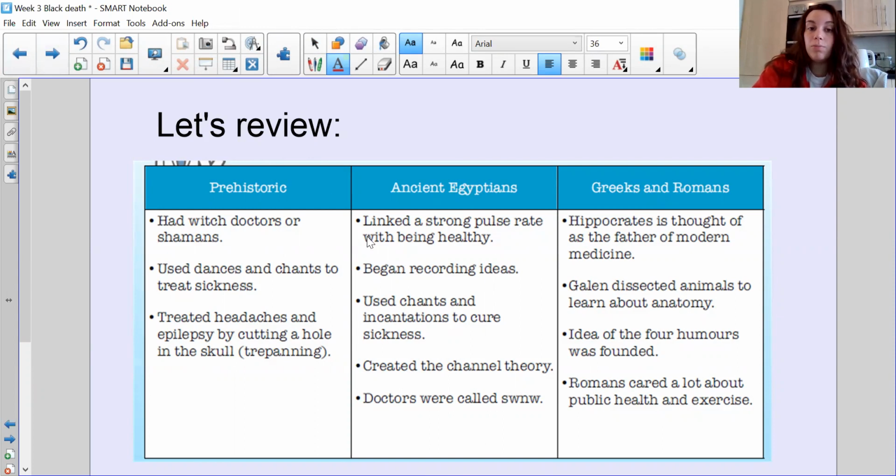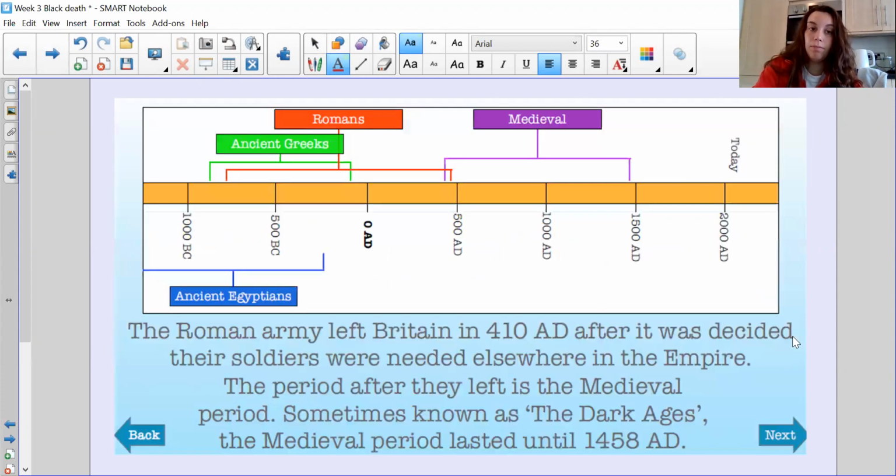For the ancient Egyptians, we learned that a strong pulse meant being healthy. They began to record their ideas. They also used chants. They created the channel theory about the Nile and the tubes that run through our body. And the doctors were called Sunu. And for the Greeks and Romans, we know that Hippocrates is thought of as the father of modern medicine. Galen dissected animals to learn about anatomy. There were the 4 humours, and the Romans cared a lot about public health.